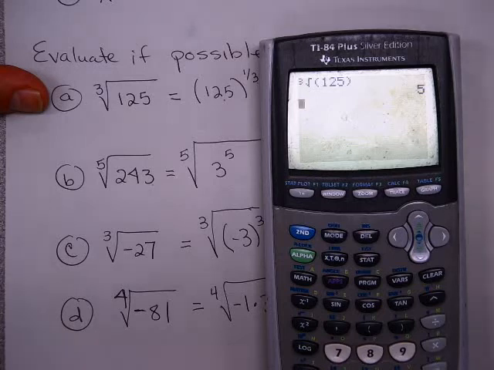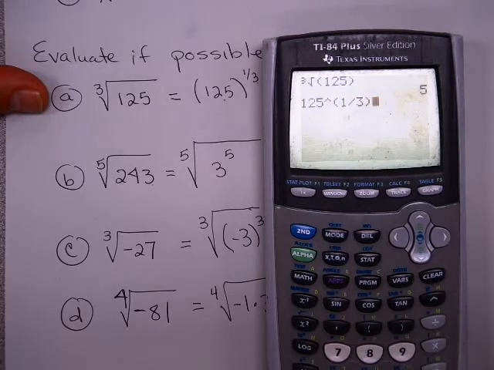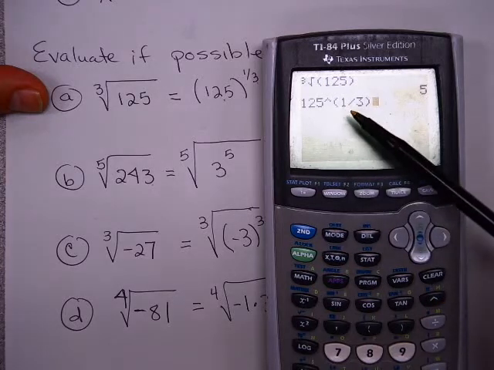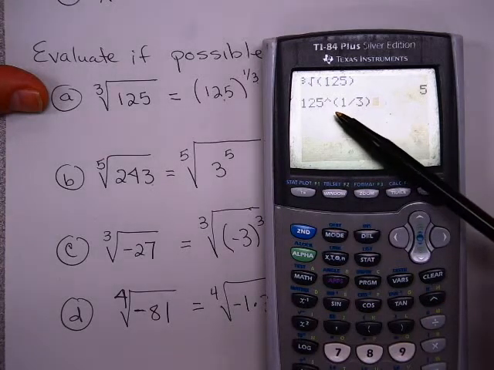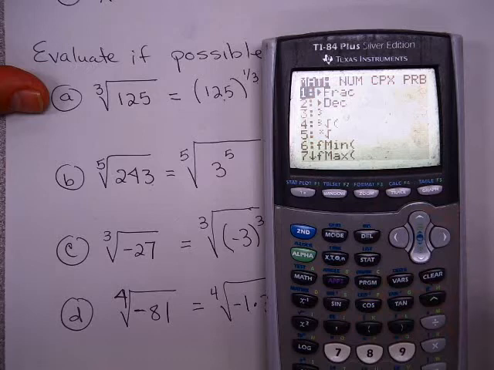Now, by the same notion, since the cube root is the 1/3 power, I could take 125 raised to the 1/3 power. Notice the 1/3 must be in parentheses. That will give me 5 also. This might be useful in the next problem.